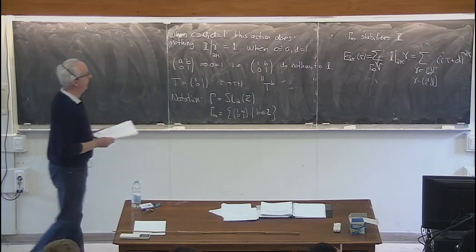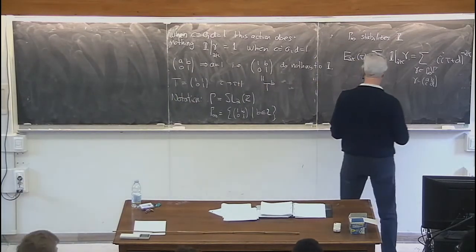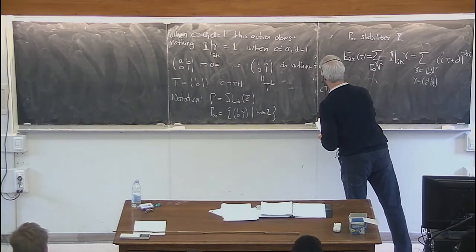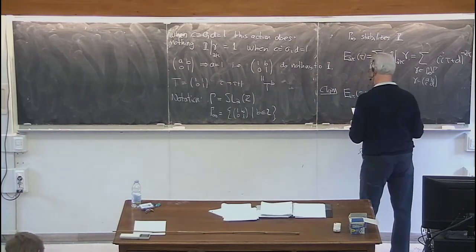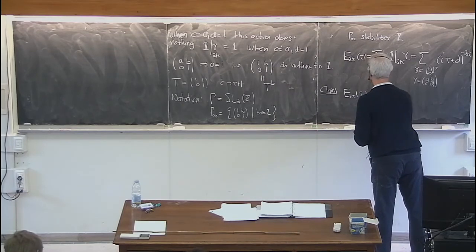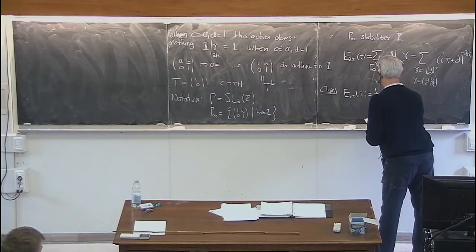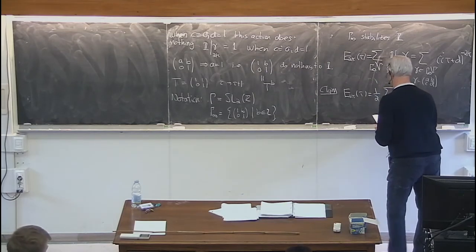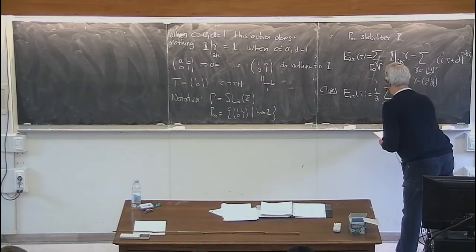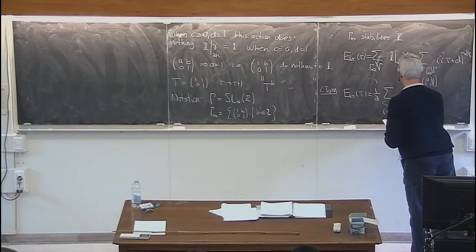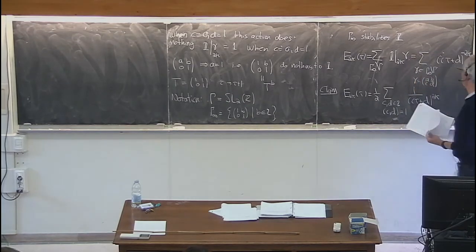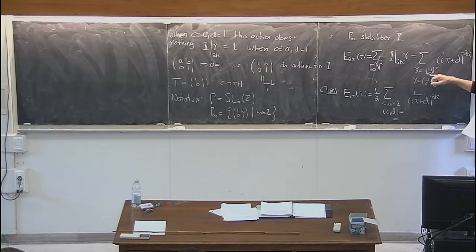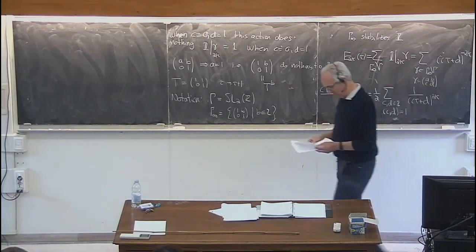So I want to show you the claim that I want to prove: E_2k of tau is also equal to 1/2 the sum over integers C and D such that their greatest common divisor is equal to 1, of 1 over (C tau plus D) to the 2k. In other words, I claim that this sum over SL2Z mod this gamma infinity subgroup is equivalent to this sum.